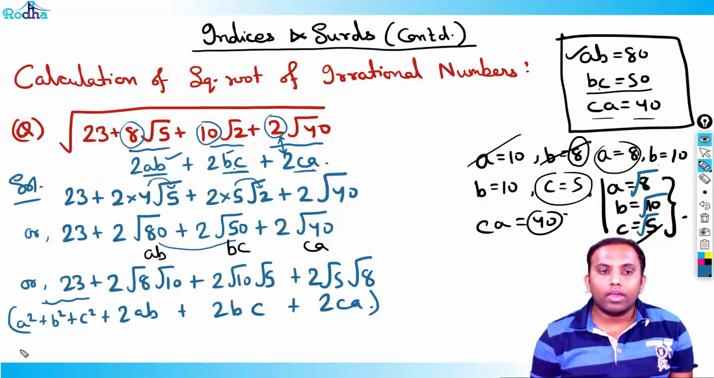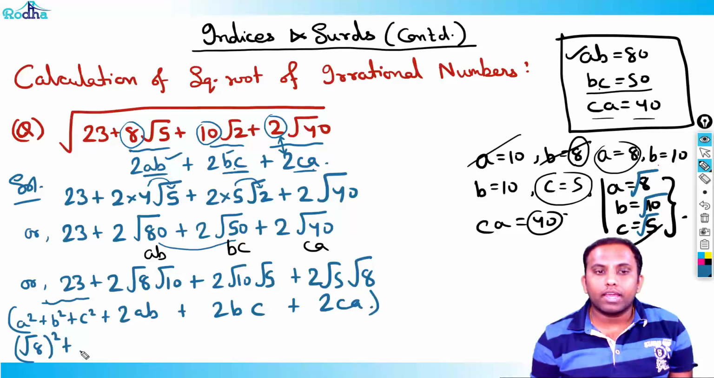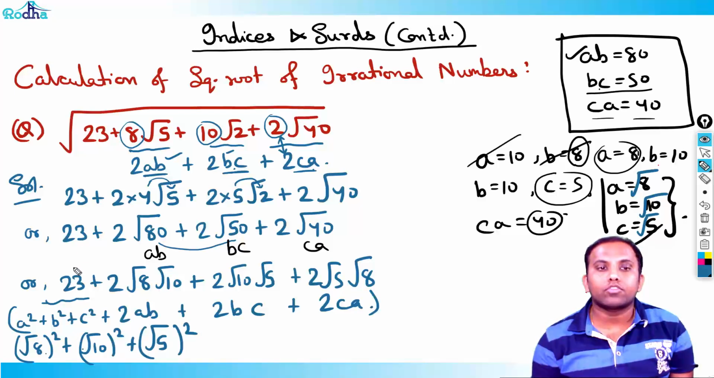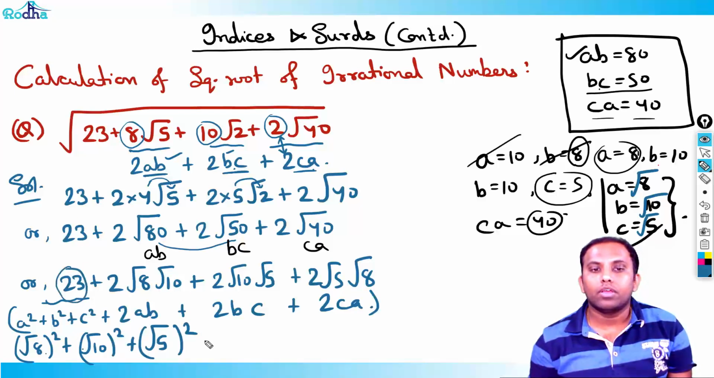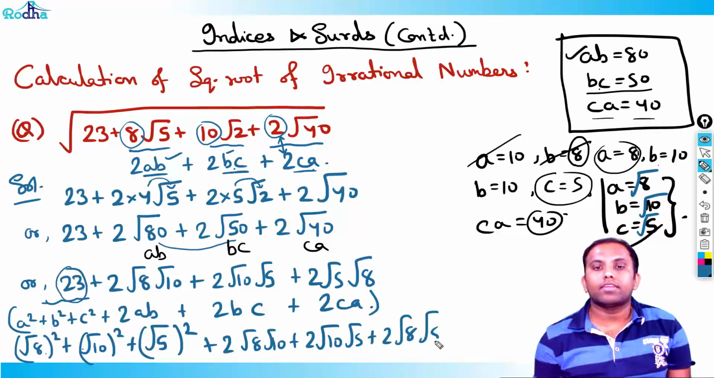So what is A square? A square is root 8 square. B square is root 10 square. And C square is root 5 square. Correct? So A square plus B square plus C square is 23. It is satisfying. That means it is correct now. Plus 2 into root 8 root 10 plus 2 into root 10 root 5 plus 2 into root 8 root 5. It is satisfied now.